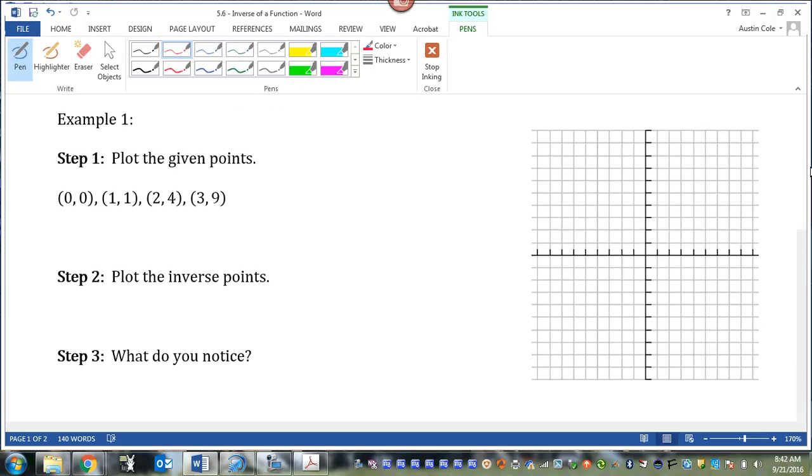Okay, so I want you guys to plot the given points, and then connect. I'll plot the inverse points.